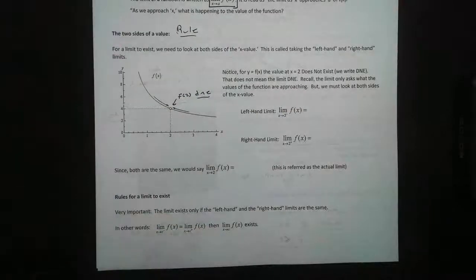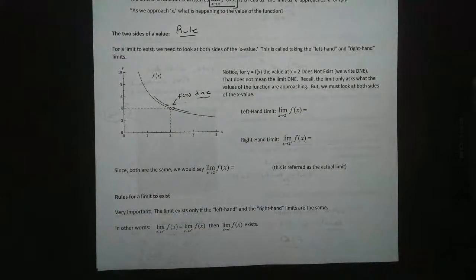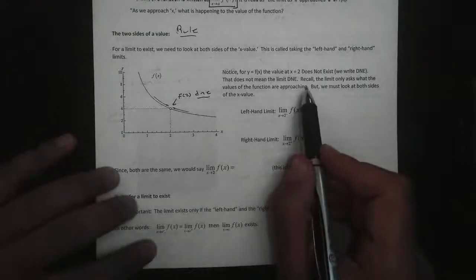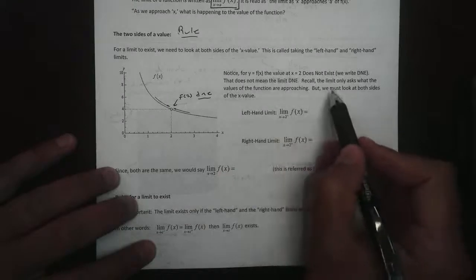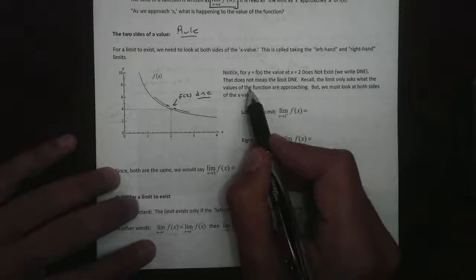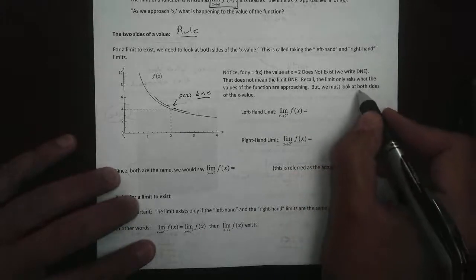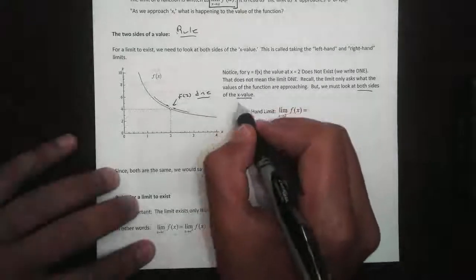And that's how we are going to write it, DNE. That does not mean, though, that the limit does not exist. Recall from the first video, the limit only asks what the values of the function are approaching. But we must look at both sides of the x value.